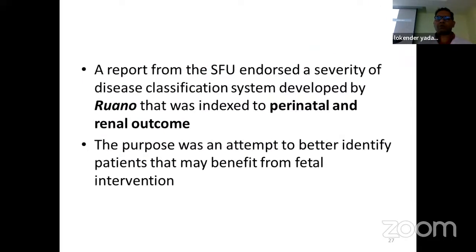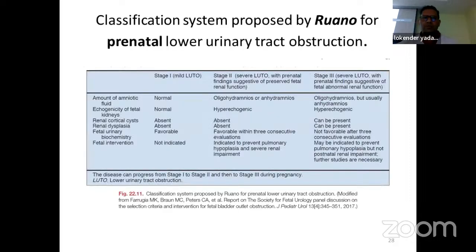A report from the SFU endorsed a severity of disease classification system developed by Ruano that was indexed to perinatal and renal outcome. The purpose was an attempt to better identify patients that may benefit from fetal intervention. The proposed classification by Ruano et al. for prenatal lower urinary tract obstruction can be grouped as stage 1, stage 2, and stage 3.